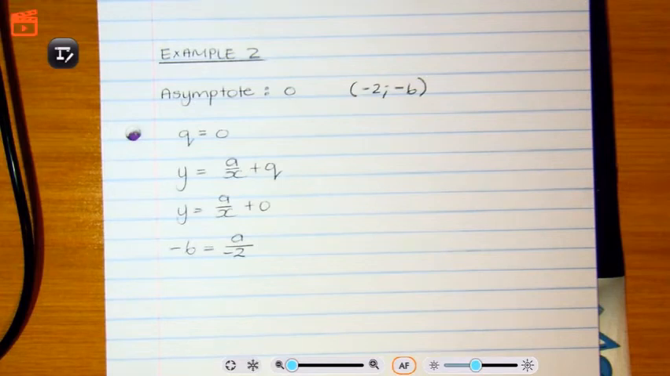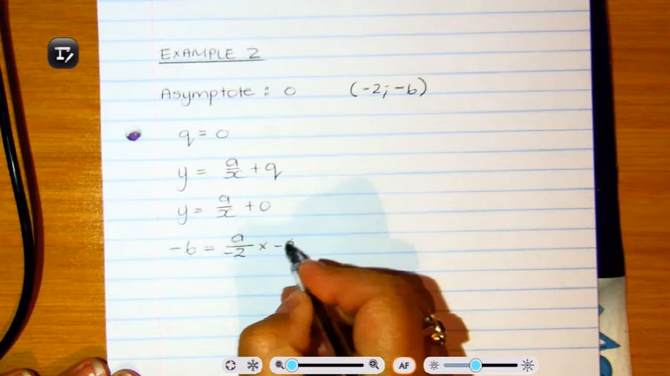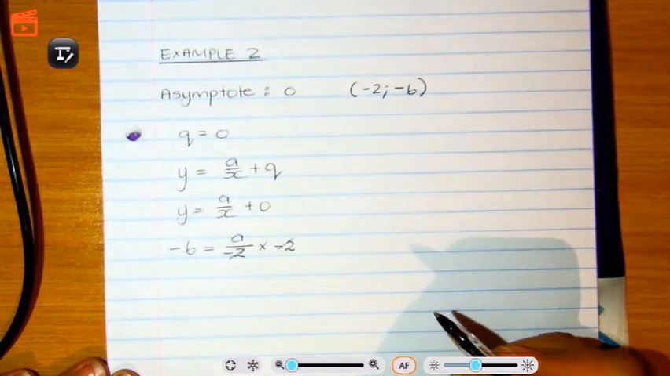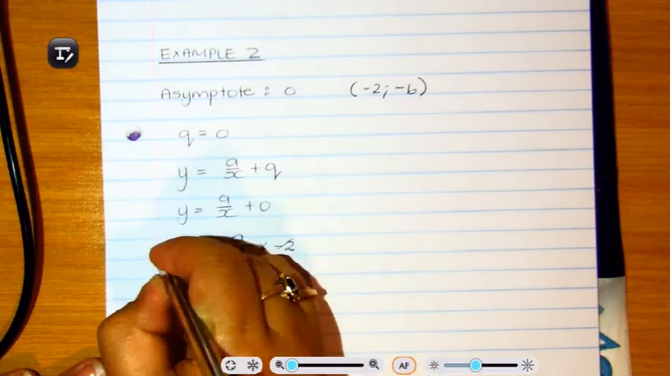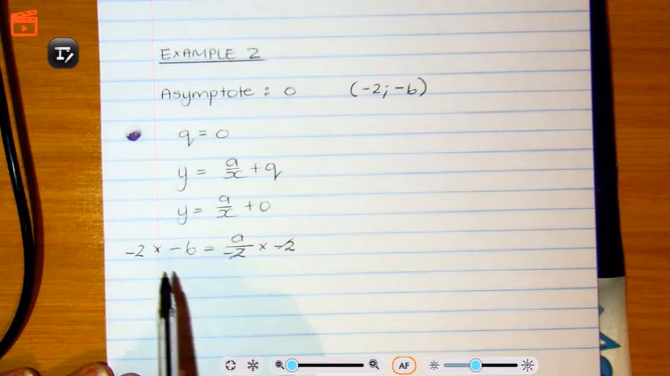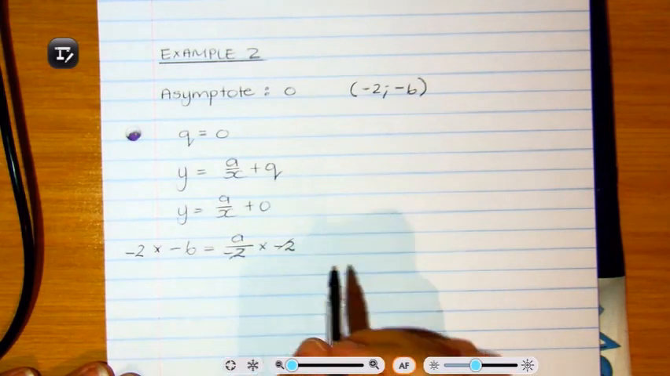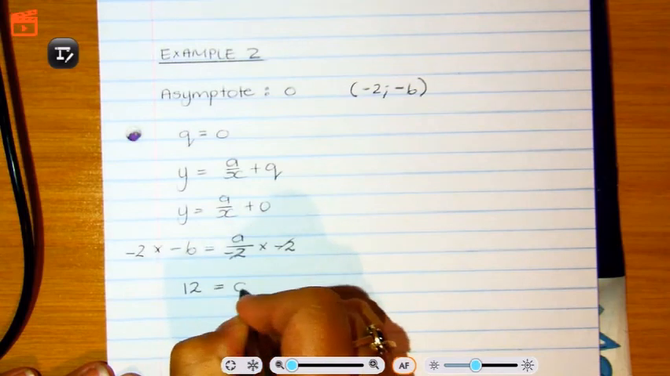The goal is to get a on its own. So to get rid of the divide by negative 2, I need to times by negative 2. So if I times that side by negative 2, you'll see my negative 2's will cancel out. But what I do to the one side, I must do to the other. So I also times that side by negative 2. And then I get negative 2 times negative 6 gives me 12 is equal to a.